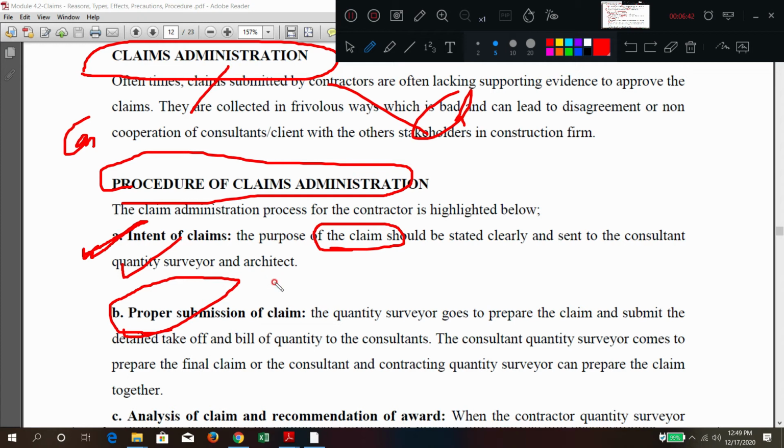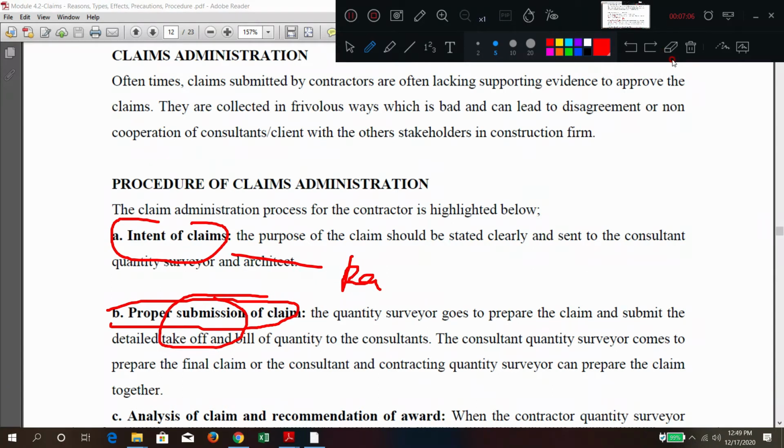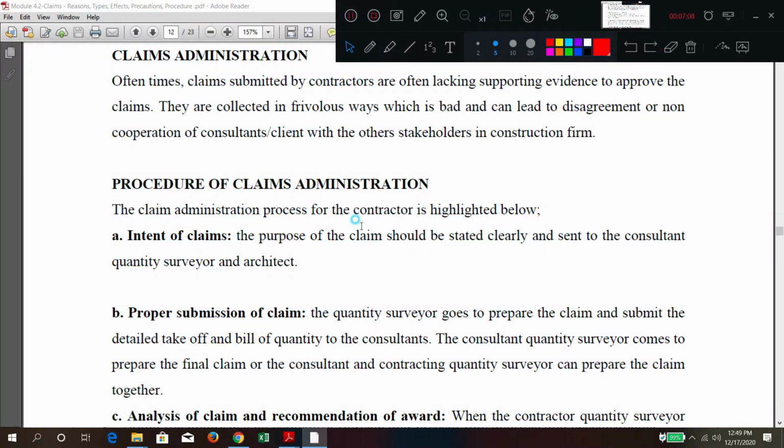Proper submission of claim means what? You have to have a complete set of records. Record means where it is mentioned in the contract, at what time, what clause has been altered, and how the decision has been taken. So everything has to be submitted. That is called a proper submission of the claim. In between the intent and submission, you are going to prepare the claim.